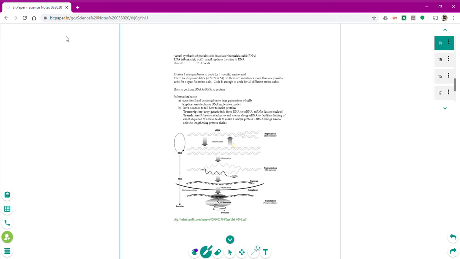Okay. So let's start talking about this picture, okay? So that I don't keep repeating myself. How to go from DNA to RNA to protein. Well, DNA looks like the ladder, right? We have the 2 backbones and then the rungs between.